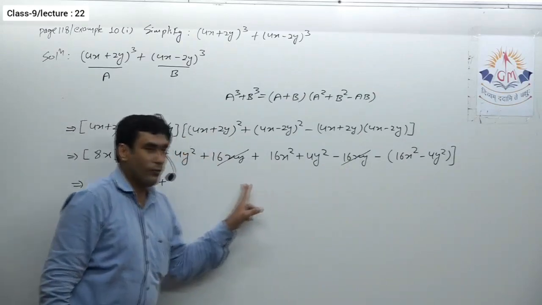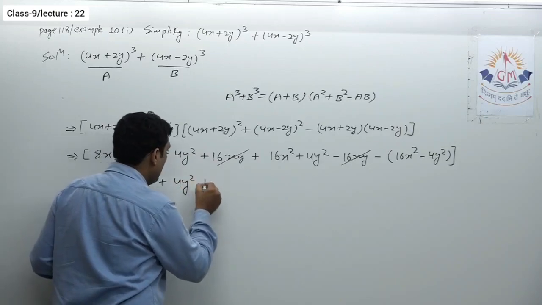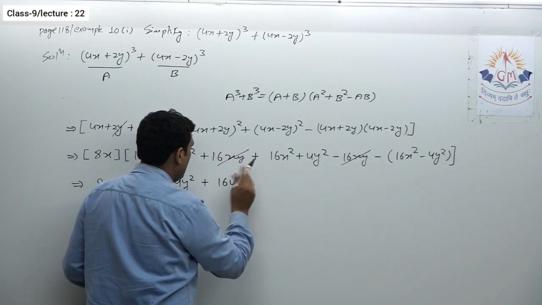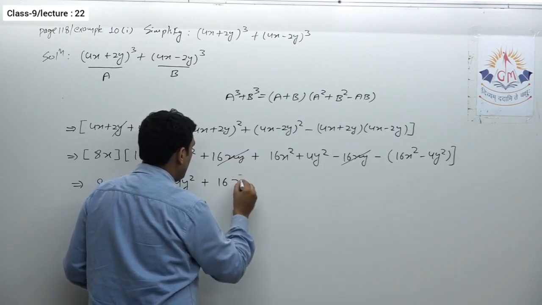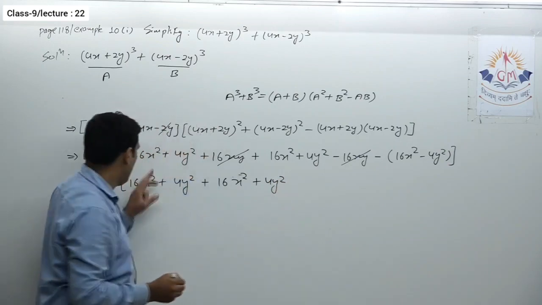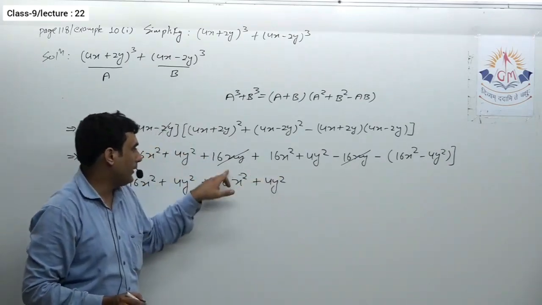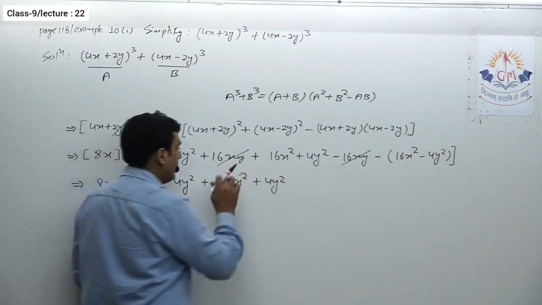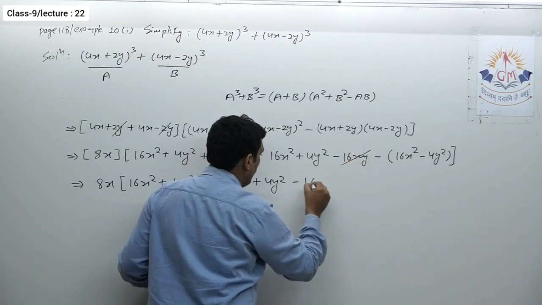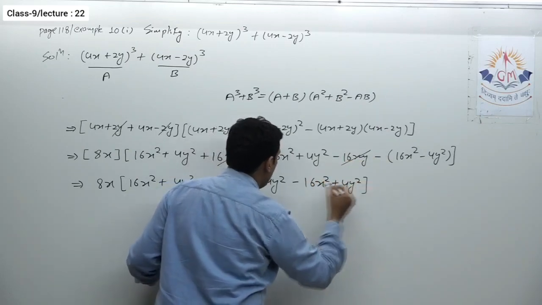Now if I look for the like terms, that I will see next, because still there is one bracket that we have to open. So right now I am writing these terms as it is. That means I wrote 16x square, 4y square. Again 16x square, 4y square. This I cancel because they are opposite sign and same in magnitude. Now this, if I open the bracket, minus 16x square plus 4y square.